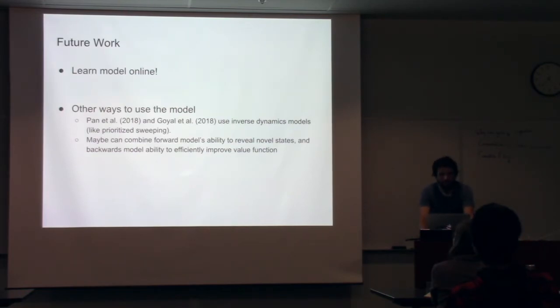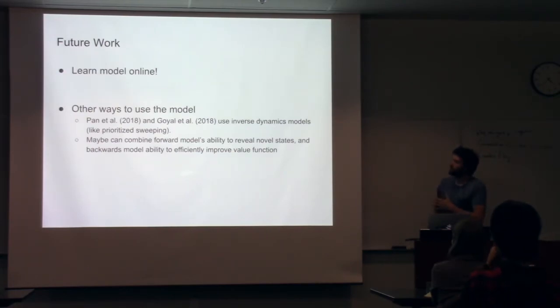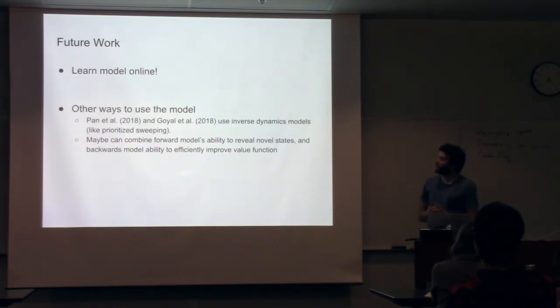The most obvious next step is, can we learn the model online while we're doing planning? Rich said in his talk last Monday that sometimes the big problem is hard to tackle head on and we need to assemble the pieces. So this work doesn't go all the way, but it's an incremental step which hopefully gives us some insight into how these things work. There are also some other potential ways to use the model. Pan et al. and Goyal et al. use inverse dynamics models, like prioritized sweeping. Maybe we can combine forward models' ability to reveal novel states and backward models' ability to efficiently improve the value function to create some kind of super algorithm.